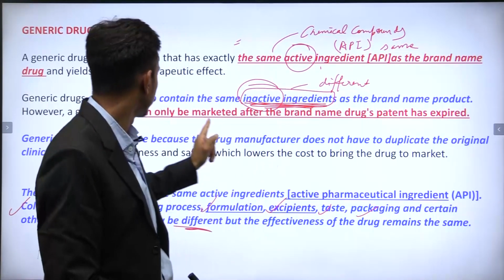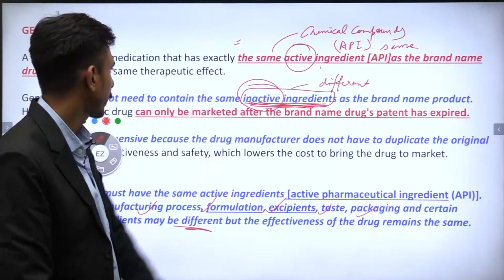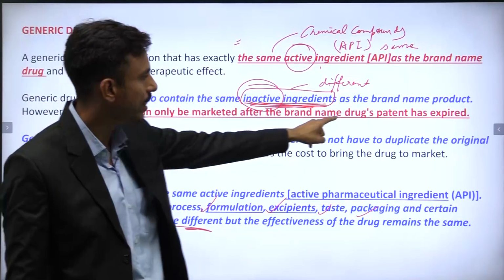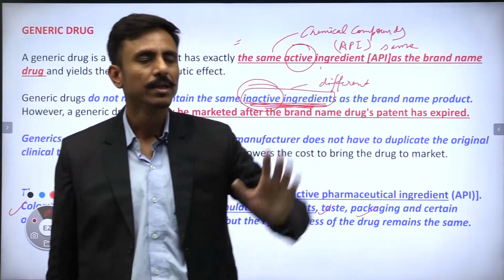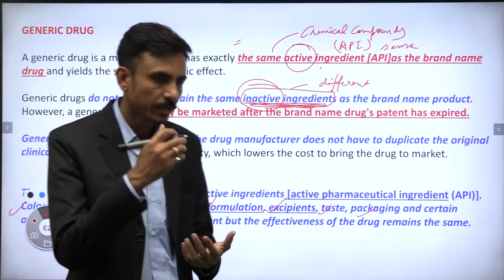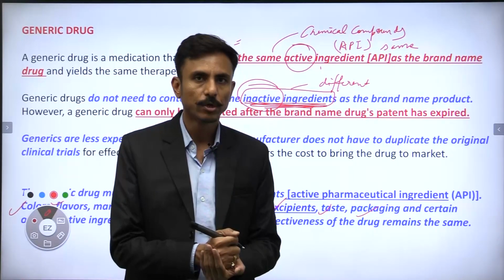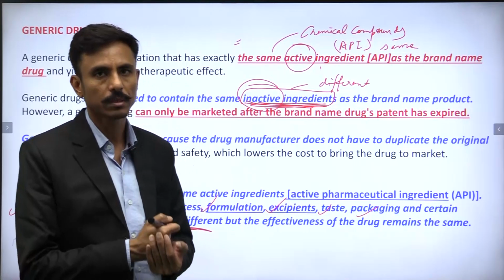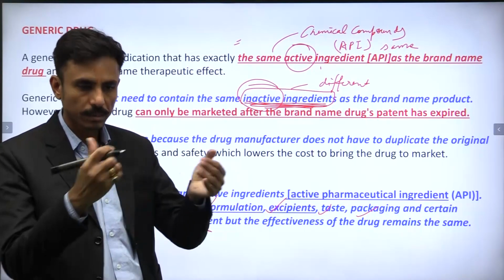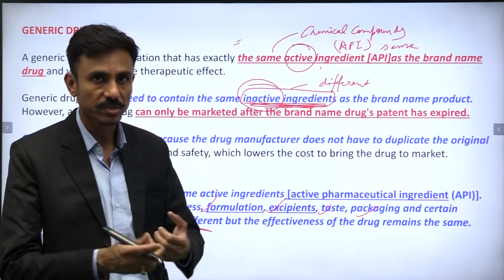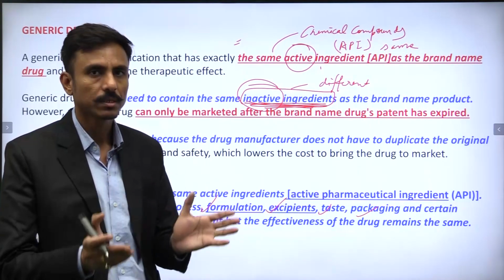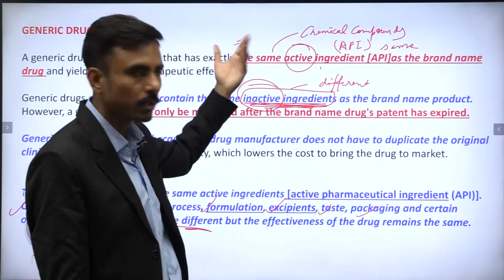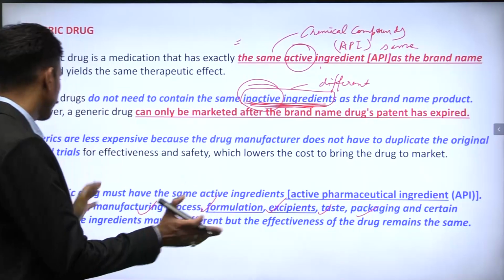Why? Because their patent has expired, right? As you can see, generic drug can only be marketed after the brand name drug's patent has expired. See guys, generally the private companies use the patent to put their own patent over the methods that they use in manufacturing any drug, the process, the ingredients that they use, right? Once the patent has expired, it can be sold at a lesser price, right? However, the efficacy is same, right?